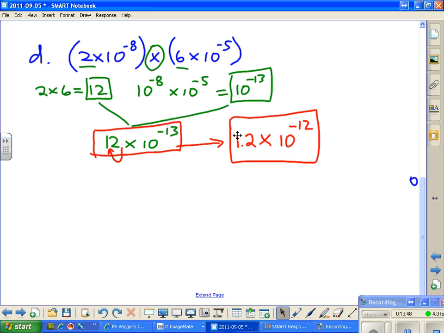I hope you got a lot out of this. If you need to watch it again, go back, and hopefully this will set it for you for multiplying and dividing powers of 10.